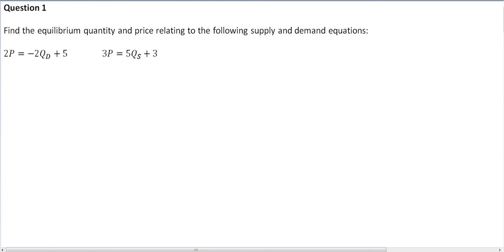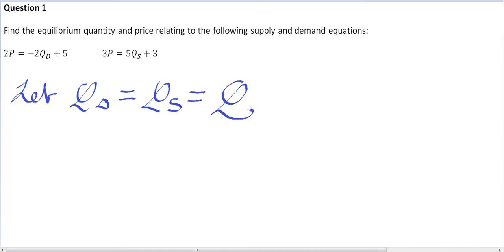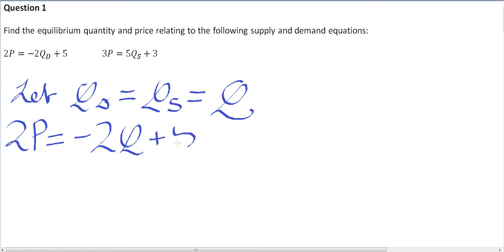So what equilibrium means is that I let QD equal QS. And whenever I see either QD or QS, I'm just going to call them all the one letter Q. Okay, so what do my equations look like now then? I have 2P equals minus 2Q plus 5 and 3P equals 5Q plus 3.